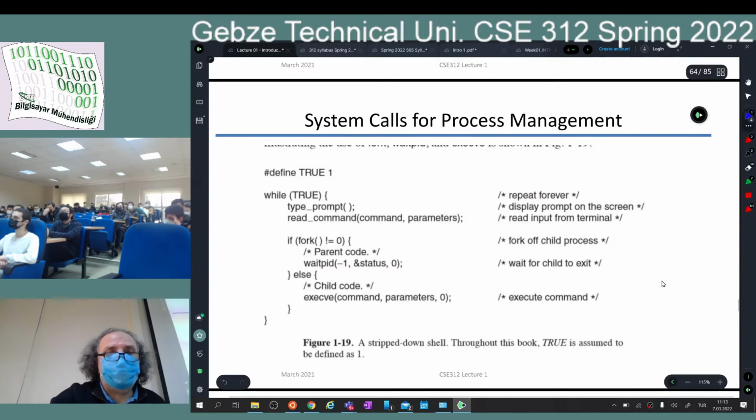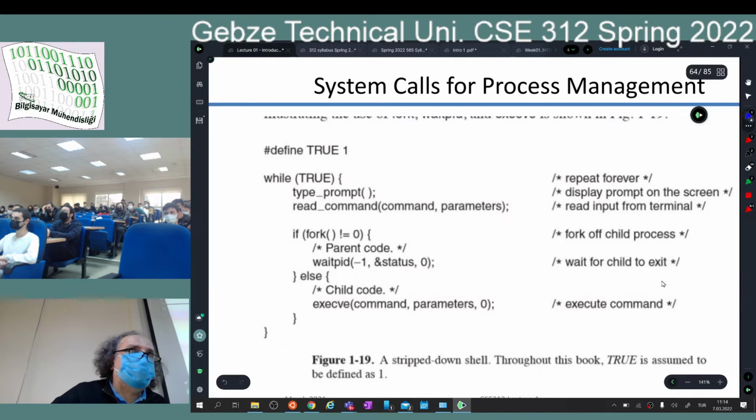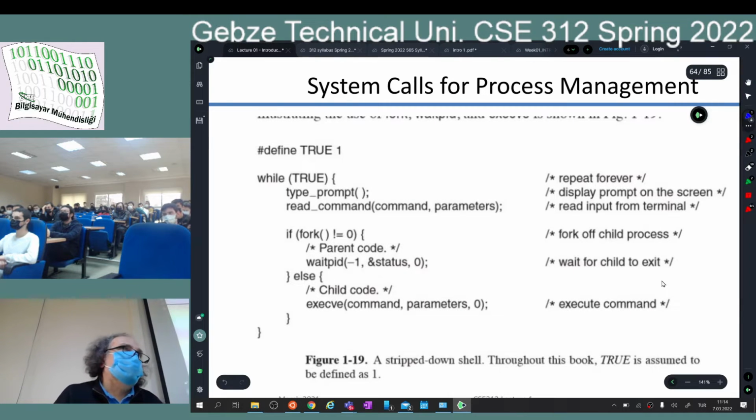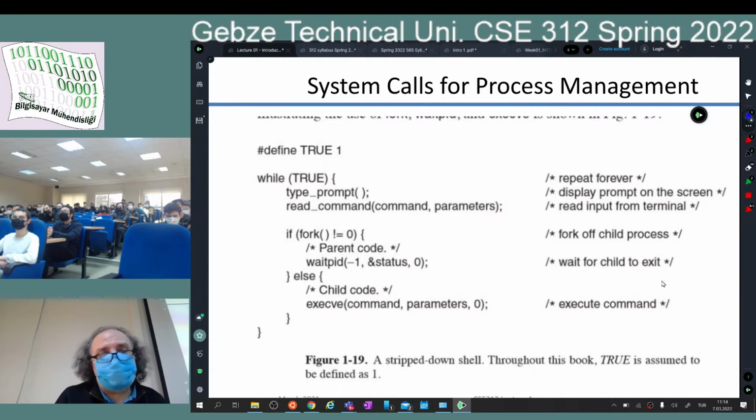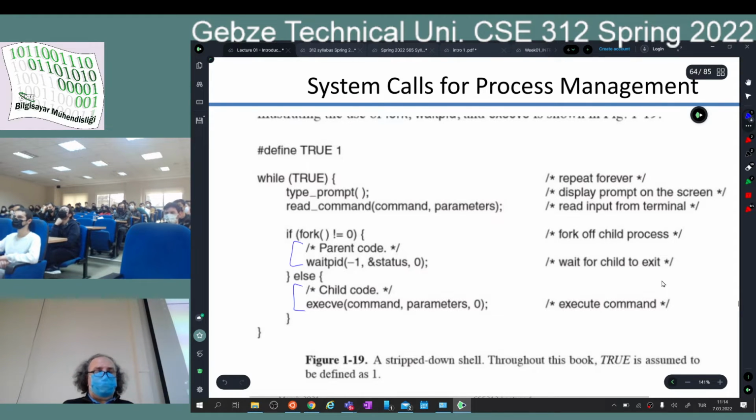Let me give you one example. Here I called fork. As soon as I execute this line, this whole process is copied. Now I am running two of them. For the parent, this fork returns the created process's process number. For the child, it produces 0. So that's why we say that the parent part of this code will execute this part, and the child part will execute that part.